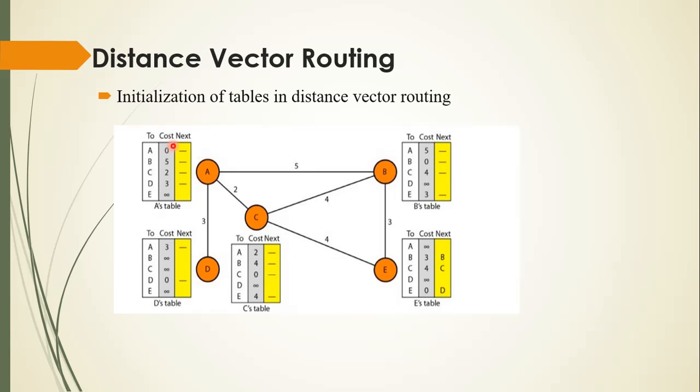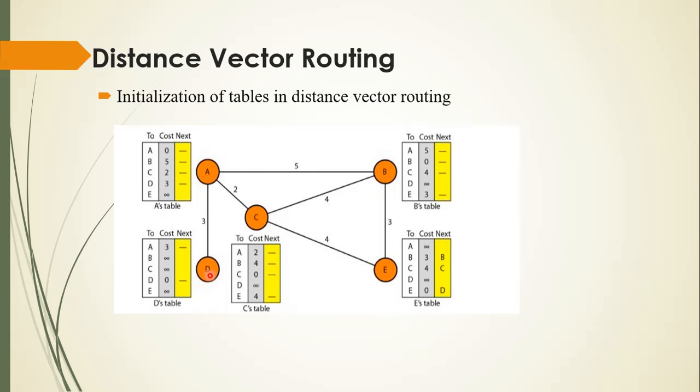Now for B: B to B is 0, B to A is 5, B to C is 4. Now B to D we have no direct connection, so we write infinite. B to E we have a direct connection, that is 3. So this is B's table initially.